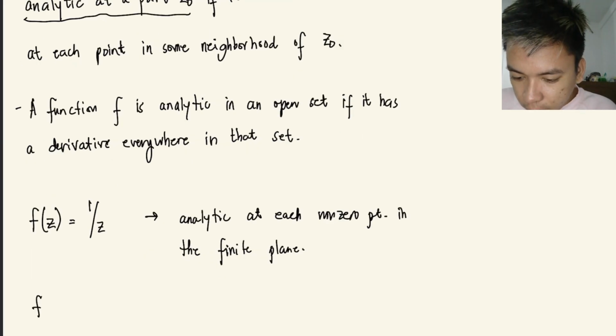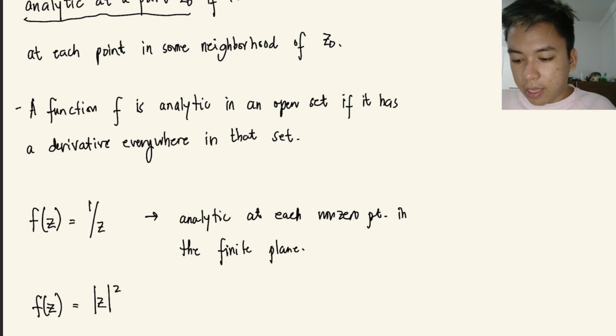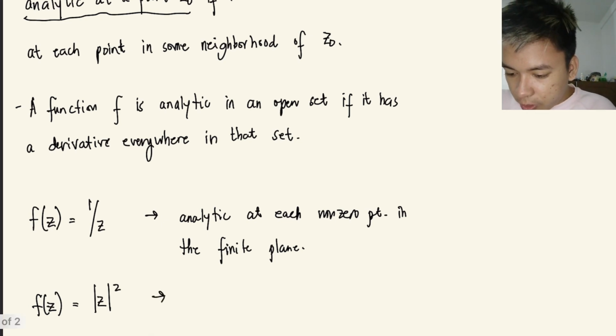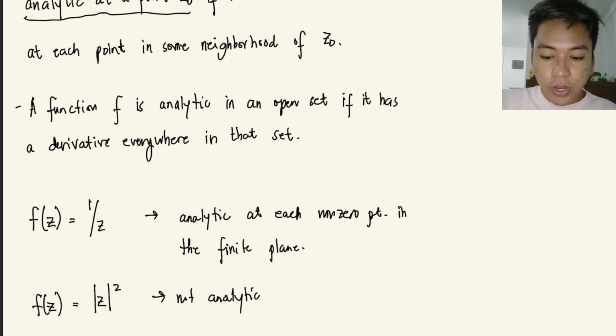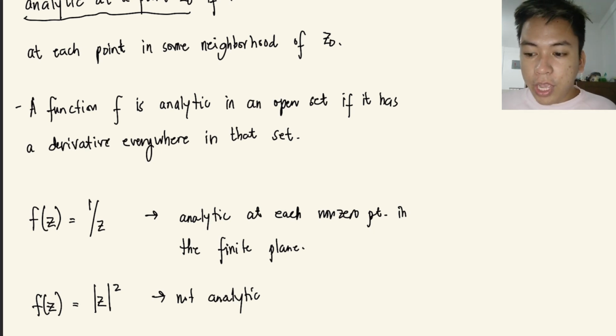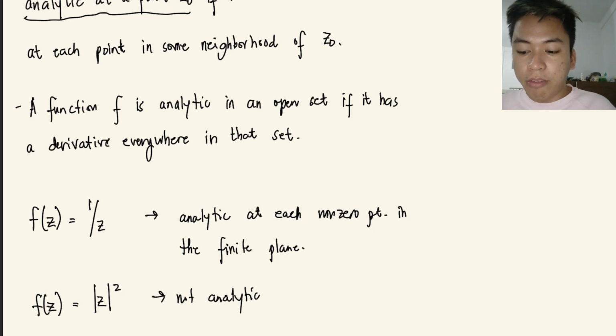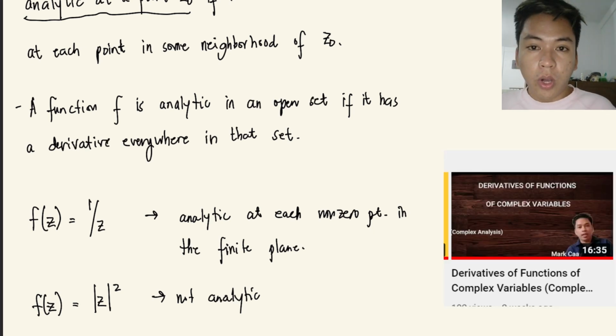This one here, f of z is equal to the square of the modulus of z, is not analytic at any point, since its derivative exists only when z is 0 and not throughout any neighborhood. We showed the derivative of f of z equals the square of the modulus in the previous video, so you might want to check on that.